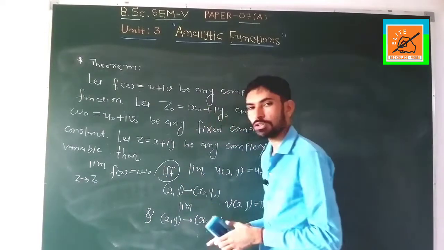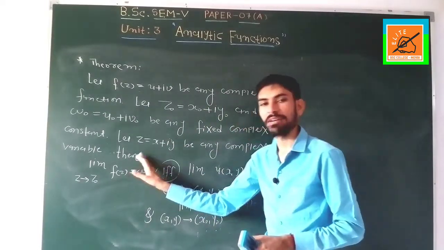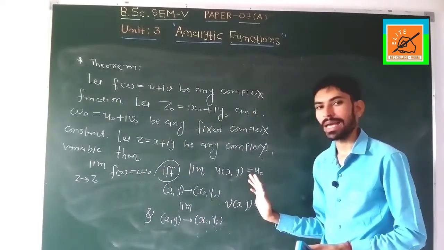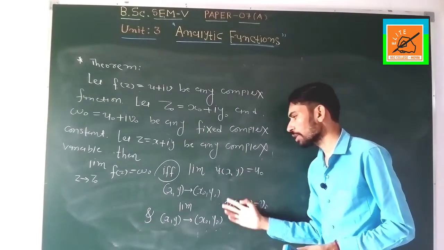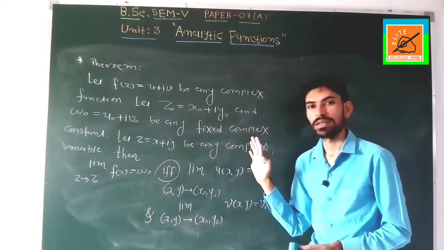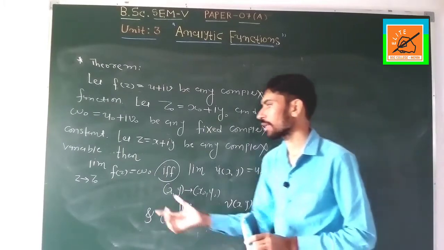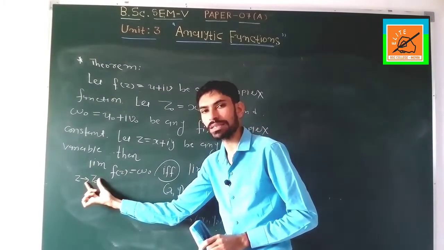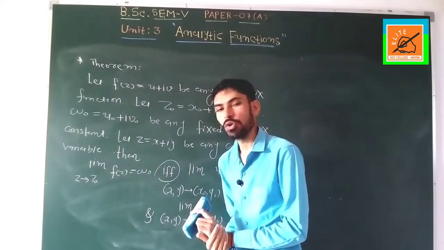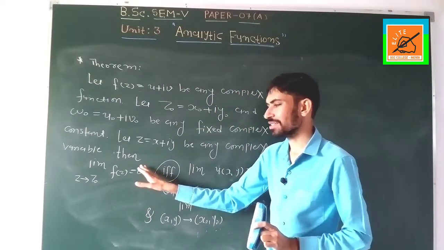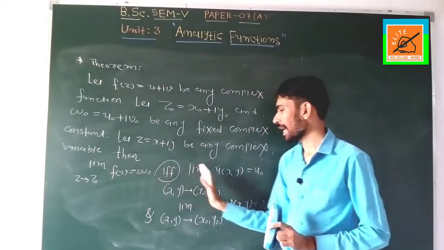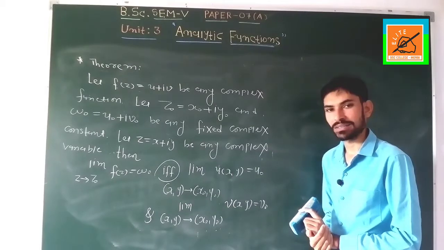That means first of all we assume this result and we will prove these two things, and next we will assume these two things and we will prove this. So first we start our result. First we assume limit z tends to z0 of f of z is equal to w0. Friends, we will consider this, meaning suppose this, and we will have to prove these two results.